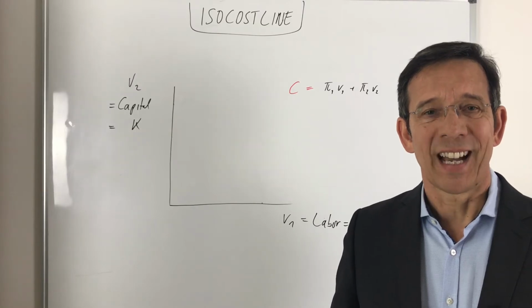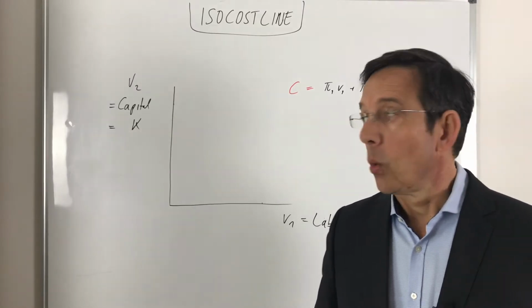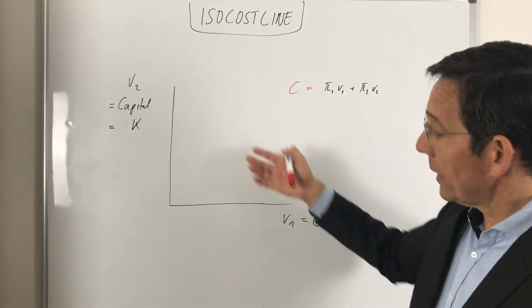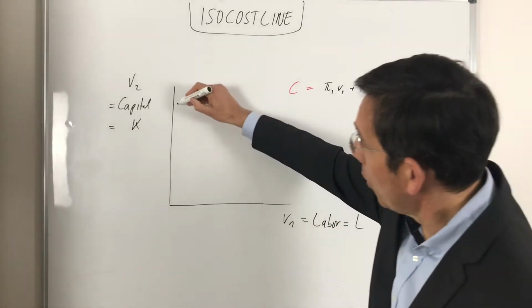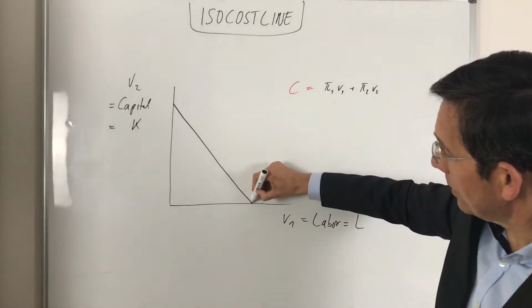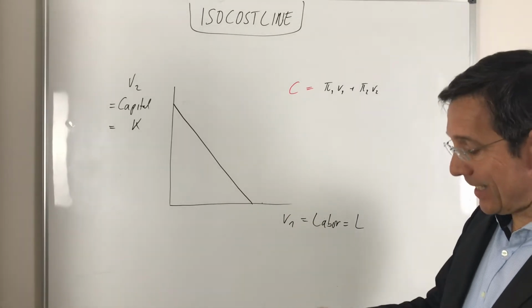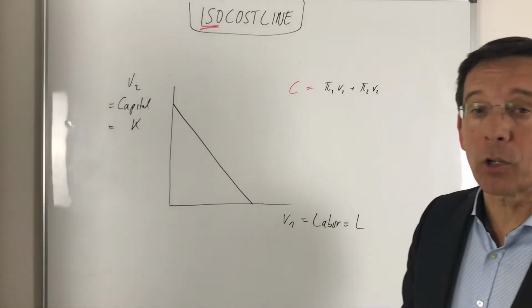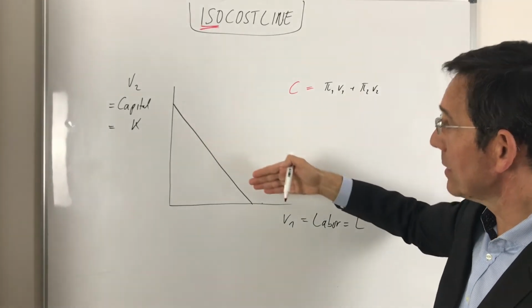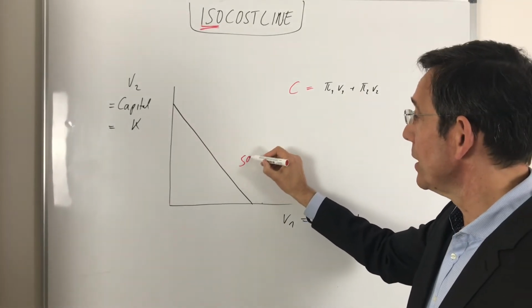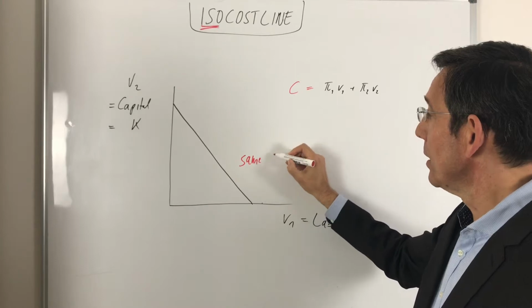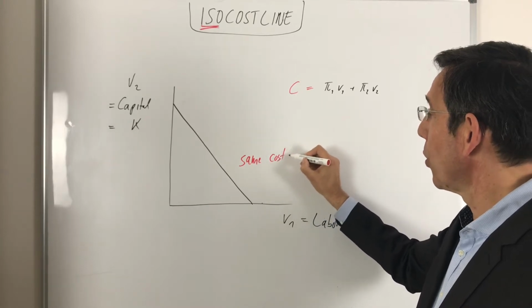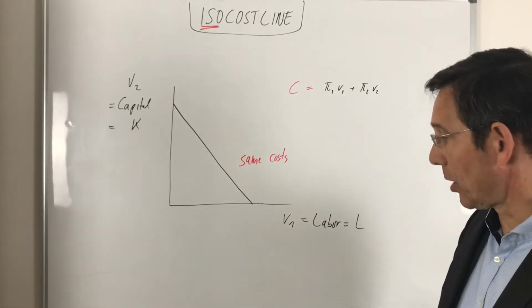Hi, what is an isocost line? Well, it looks like a line. Why don't we draw it? It looks like a line and is associated with the same cost. So here this line is associated with the same costs for input factors for a company.